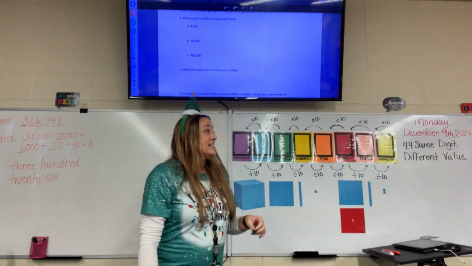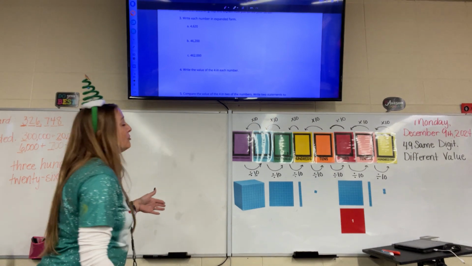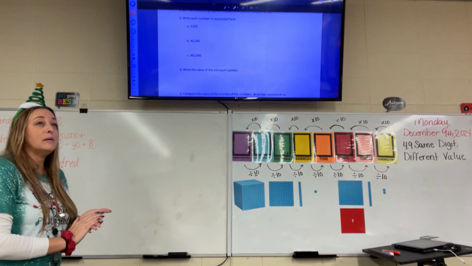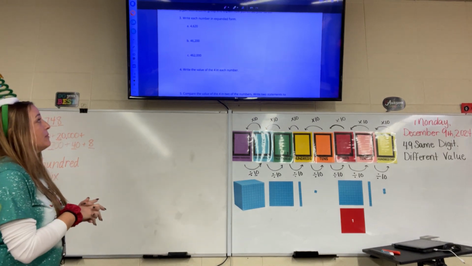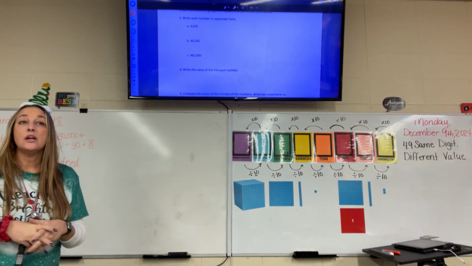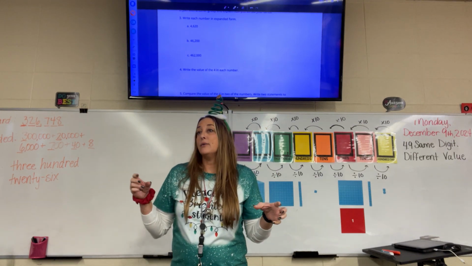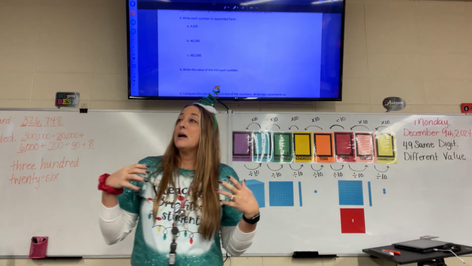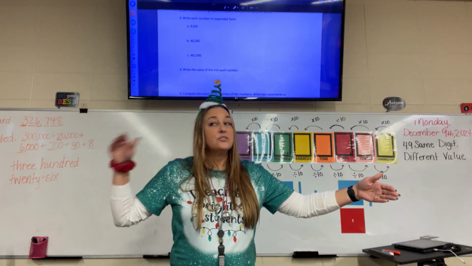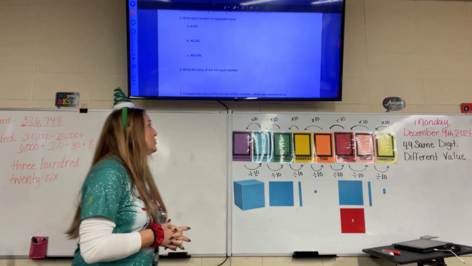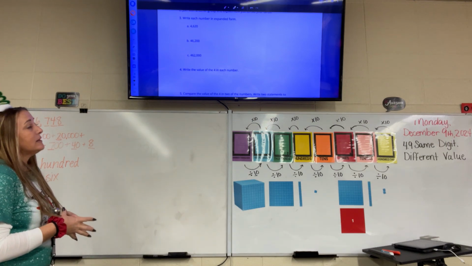Today we're going to do lesson 4.9, same digit, different value. So we've already talked about the math warm-up, which answers were false, true, false. And then we sorted our cards. Most people sorted them into 3 piles based on the digits. You could have also put them in order from least to greatest or greatest to least. There's other options. Now it says write each number in expanded form.